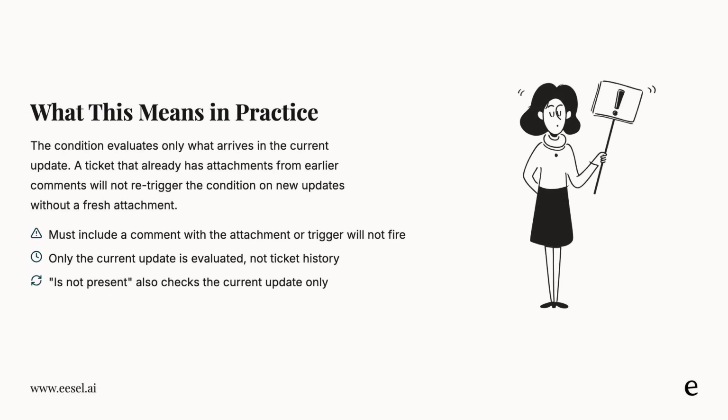First, an attachment must arrive with a comment in the same update, or the trigger will not fire. Second, a follow-up status change on a ticket that already has attachments will not re-trigger the condition. Many admins build their first trigger, see it behaving oddly, and this is why.